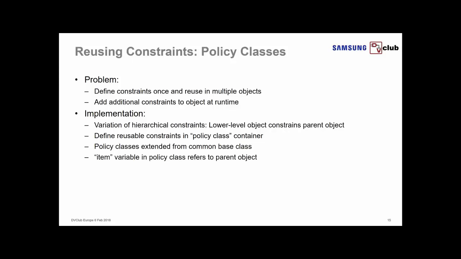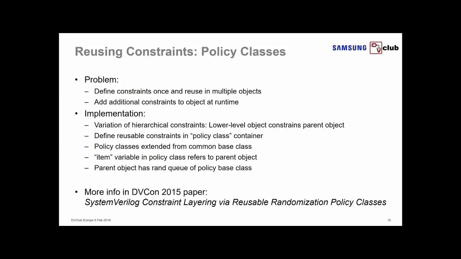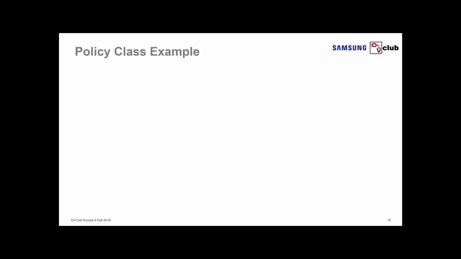Here I've stolen the item variable from the width expression for the array reduction. I'm using that same idea. So the policy class can use the quote item variable to refer to the parent object. And inside my parent object, I can have one or more of these policy classes. I've chosen to use a queue in this example, but we'll see how that works. Now, there was a DVCon paper, looks like 3 years ago, that I wrote about this. So if you want to learn more about this technique, you can look up this paper.